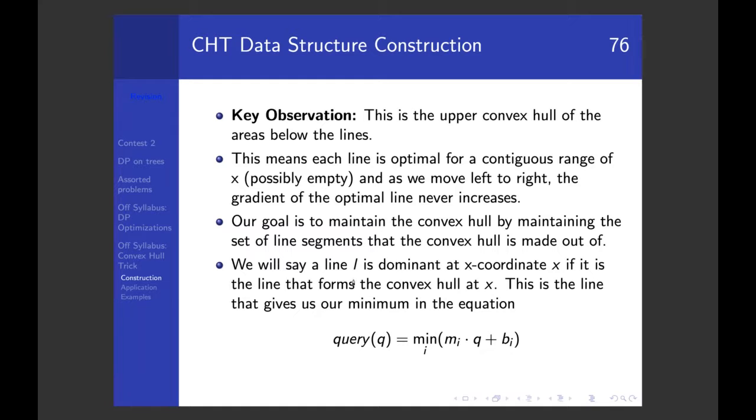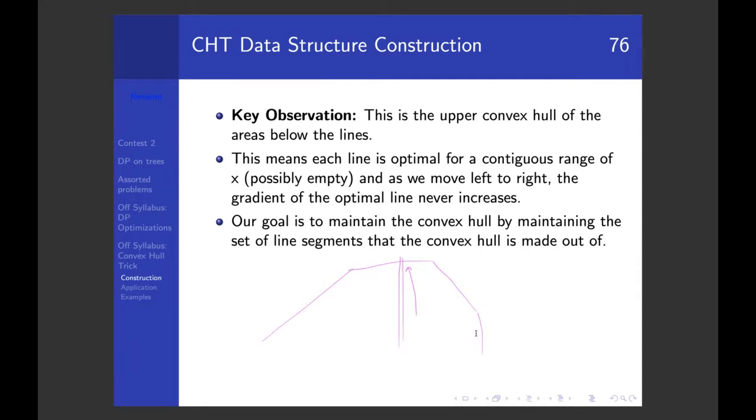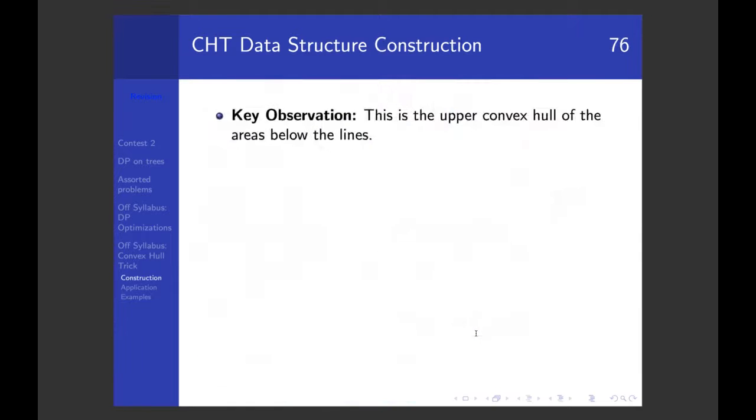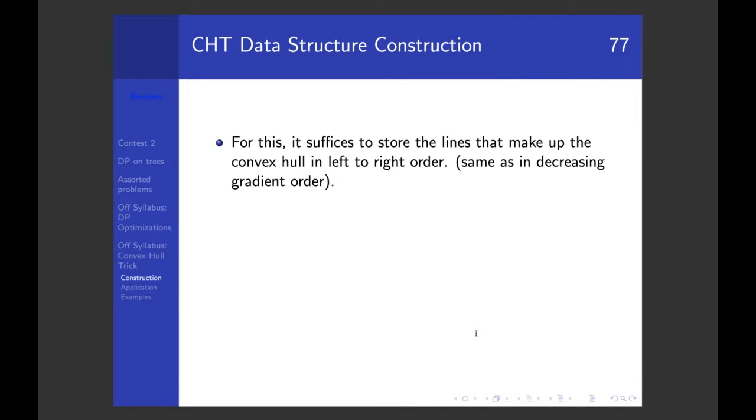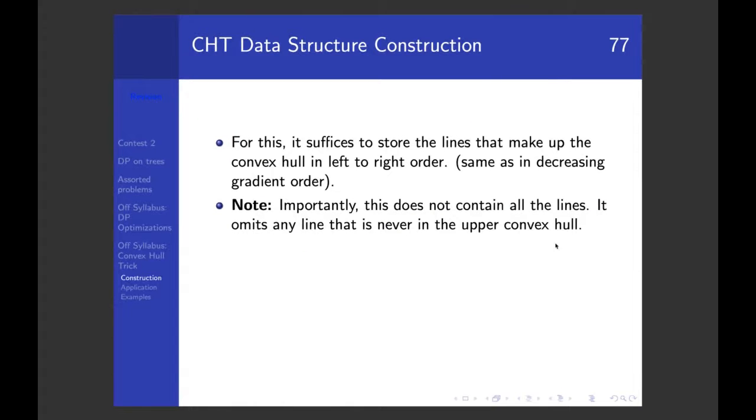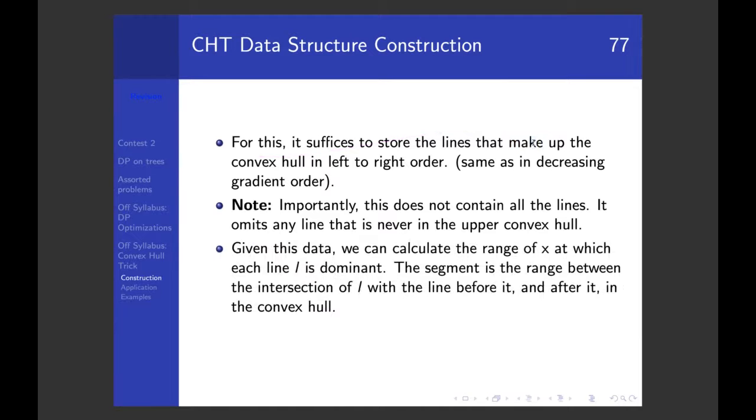So we define a line as being dominant if it's a minimum. That's the same as a line being dominant if it's on this black line here. So we store the lines that make up the convex hull in the order they appear, and the order they appear is decreasing gradient. Note some lines are never in the convex hull. And to calculate a range, we can just binary search.